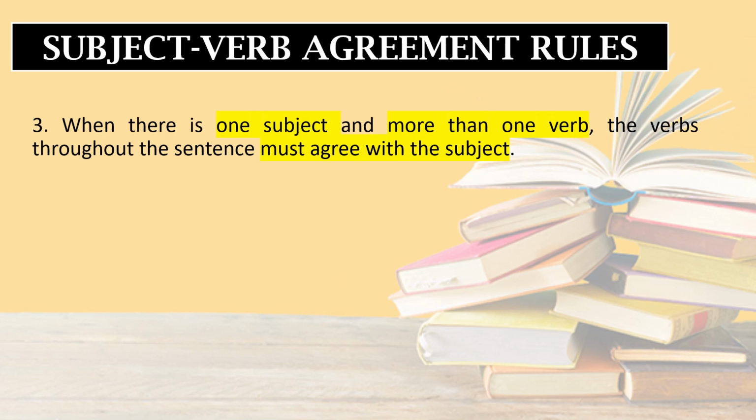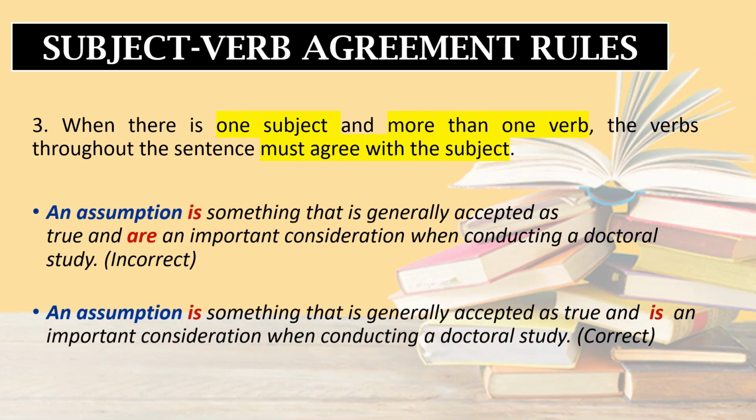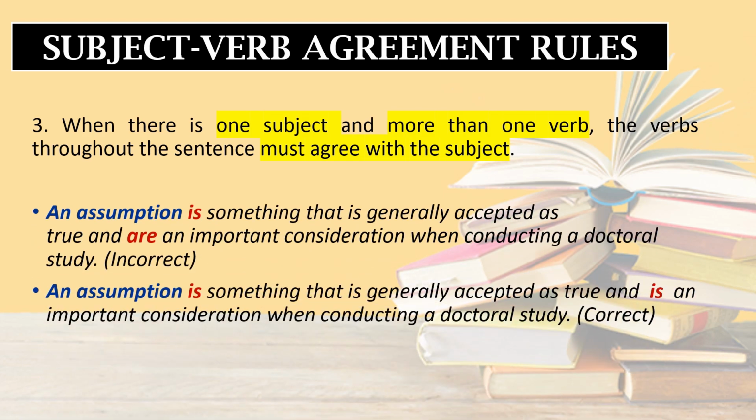Let's have the next rule. When there is one subject and more than one verb, the verbs throughout the sentence must agree with the subject. For example, an assumption is something that is generally accepted as true and are an important consideration when conducting a doctoral study. This is an incorrect sentence, considering that the subject here is an assumption, which is in its singular form.